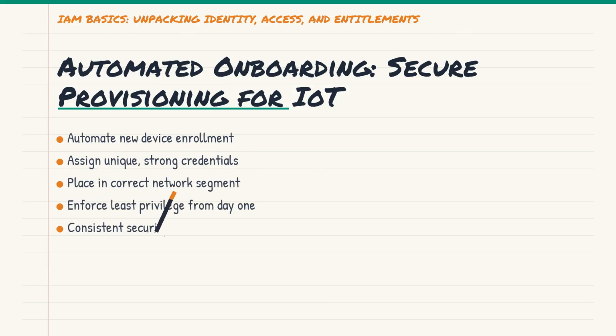For a truly secure IoT environment, automated provisioning is crucial. When a new smart device comes online, a robust system should automatically enroll it, assign it a unique, strong credential, not a default, and place it into the correct network segment with appropriate least privilege entitlements. This day one automation ensures that security best practices are baked in from the start, every single time. It takes the human error out of initial setup and enforces consistent security policies across all non-human identities. This is really about scaling security efficiently.